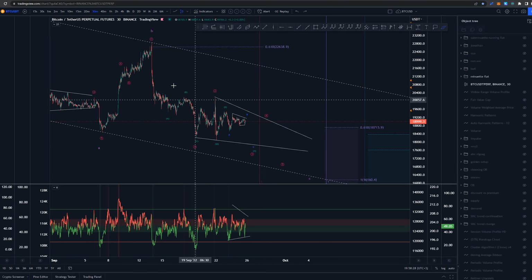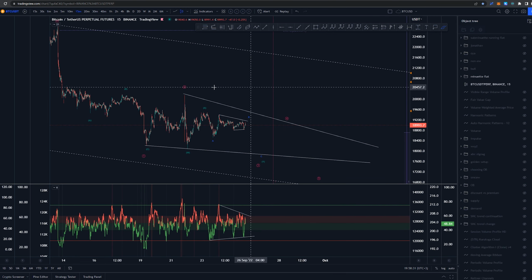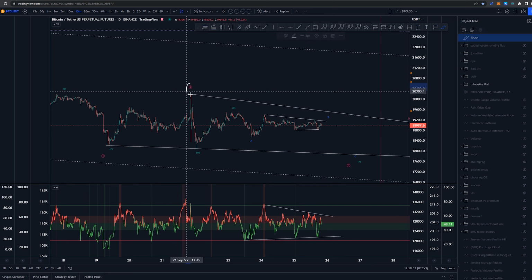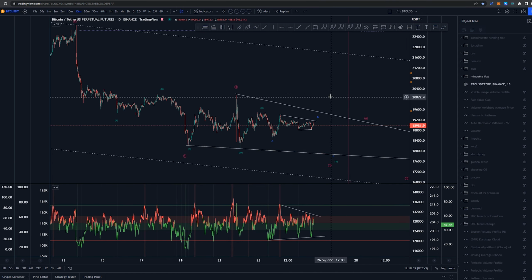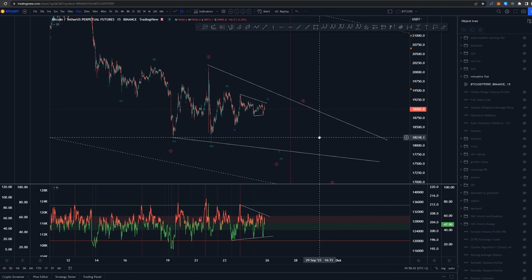Hopefully that makes sense. Now if we are zooming in and assuming that we had this as the wave 2, we would have this as a 3-wave structure coming down into W, 3 waves into X, and now we would be looking for a 3-wave structure into that wave Y.